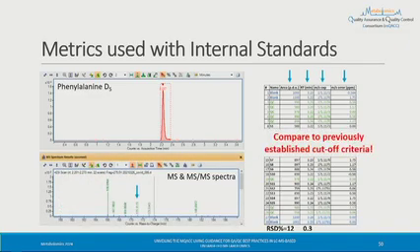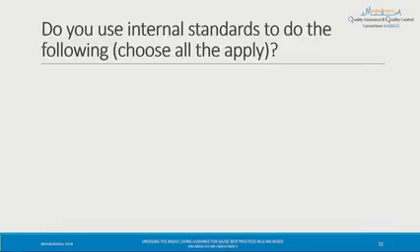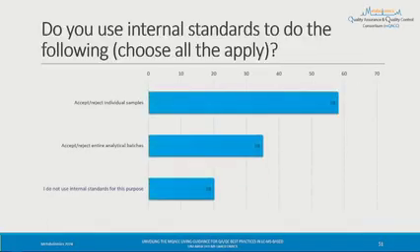And the important part is to establish your cutoff criteria, so you know what's acceptable and what's not for your methods and the variability that you are seeing normally. And then we asked the community whether they use internal standards to either accept or reject individual samples. Like in the example I showed you, there was one sample that had very low internal standard levels and was rejected as a sample outlier. So you can see about 58% of the community is using internal standards in this way.